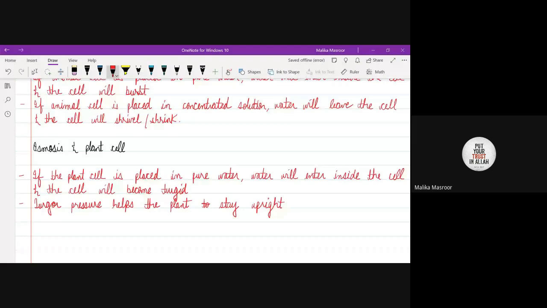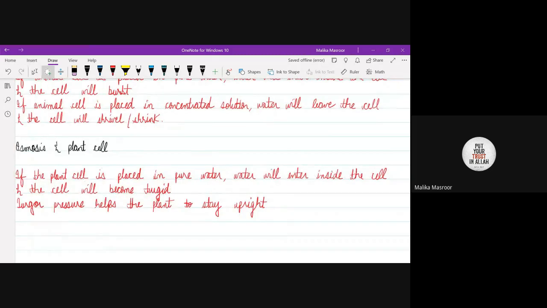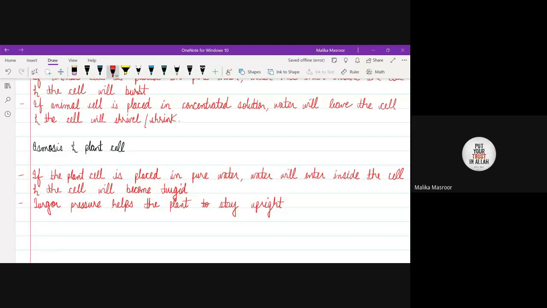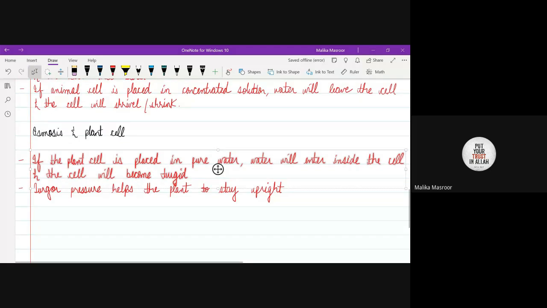On the right, the plant is placed in a concentrated solution. Now your cell will lose water, obviously, because water will move outside the cell because it moves from an area of higher water potential to an area of lower water potential. Let's see then what happens. Then your cell will lose its turgor pressure and it will become flaccid.